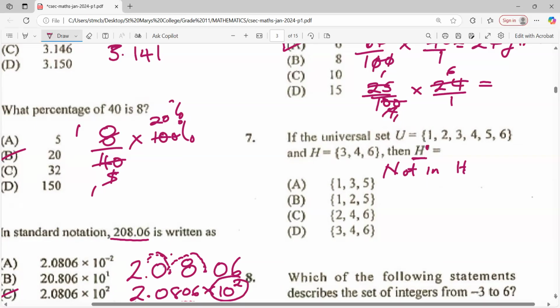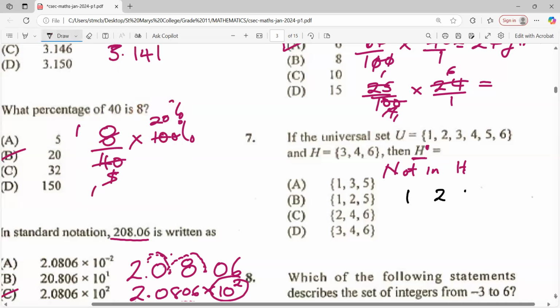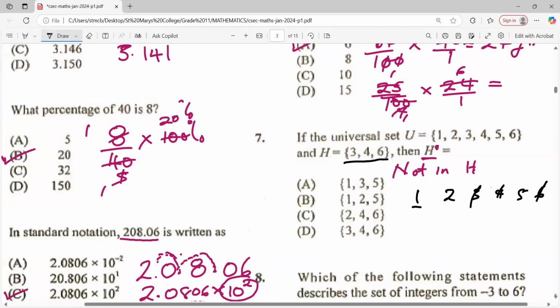So let's list the elements of the universal set, which is 1, 2, 3, 4, 5, 6. But in H, we have these 3, so we can get rid of 3, 4, and 6. So what does that leave? 1, 2, and 5. So that would be our answer. It's in the universal set, but it's not in H.